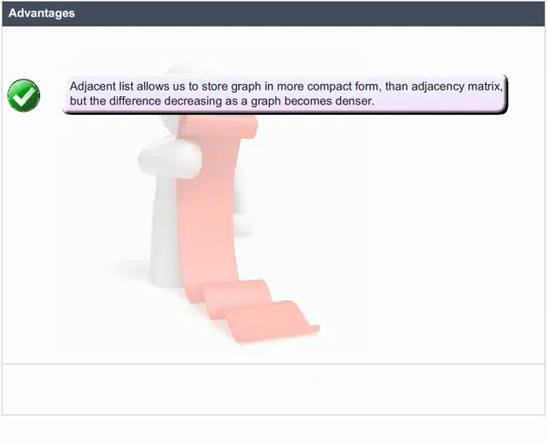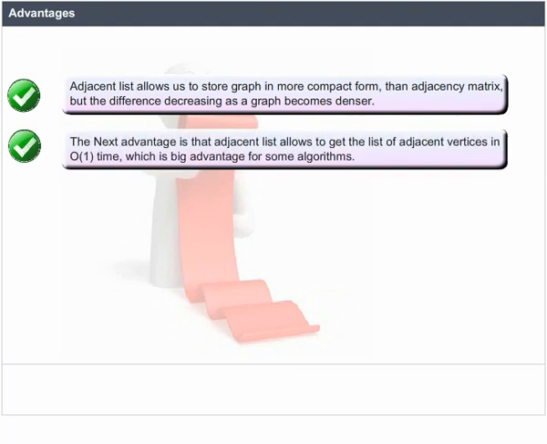Advantages. Adjacency list allows us to store a graph in a more compact form than an adjacency matrix, but the difference decreases as a graph becomes denser. The next advantage is that adjacency list allows us to get the list of adjacent vertices in O(1) time, which is a big advantage for some algorithms.